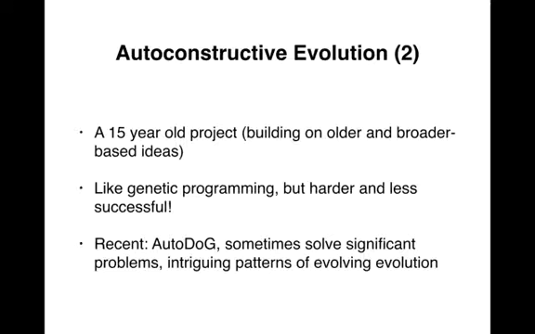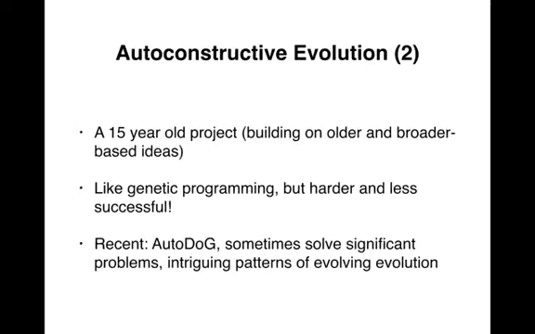Now, this is a 15-year-old project, auto-constructive evolution, and it builds on older and broader-based ideas within evolutionary theory and evolutionary computation. And yet, at the present, I guess I would assess the utility of auto-constructive evolution as being something like genetic programming, but harder to do and less successful in what it's produced so far. Now, that may make you question why we're still focusing on it after 15 years. And there are a couple of reasons.